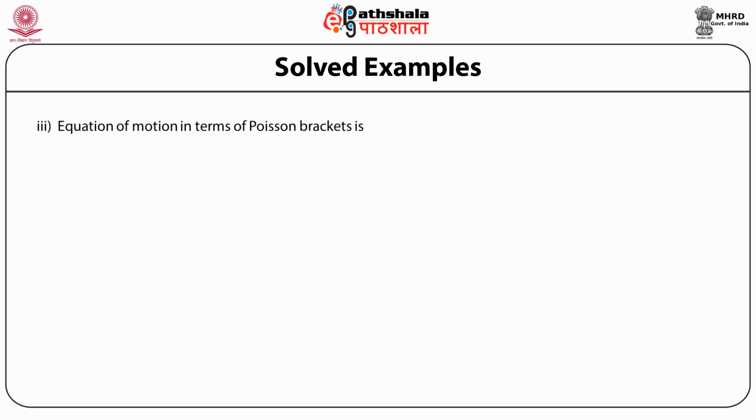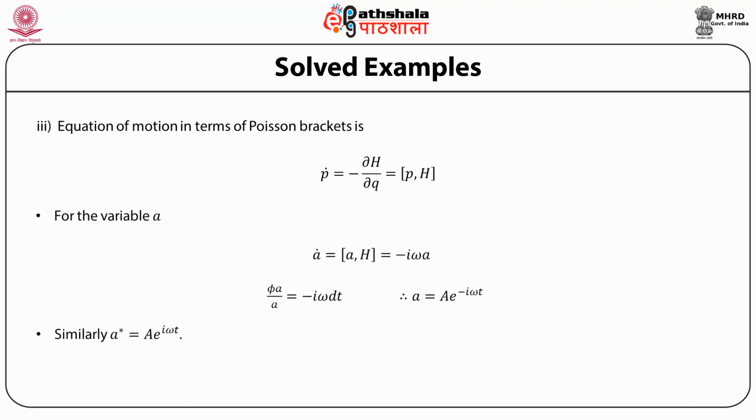And the equation of motion in terms of Poisson bracket, which is p dot is equal to minus dH by dq, is equal to the Poisson bracket of p with H. For the variable a, a dot is equal to the Poisson bracket of a with H, which is minus i omega a, and therefore a dot is minus i omega a. The solution of this is simple. a is equal to some constant times e to the power minus i omega t, and similarly for a star. So in terms of a and a star, the Hamiltonian takes a particularly simple form, and the equations of motion are very simple and can be easily integrated.